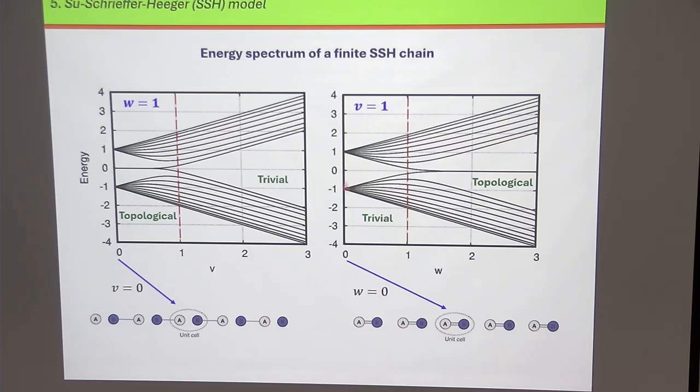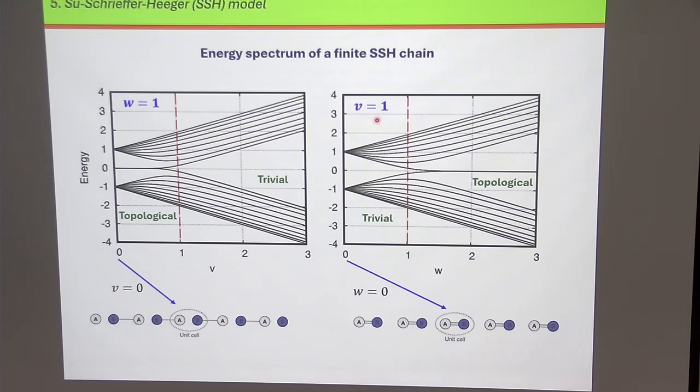At W equals 0, you have a gap. And let's say you fix W to 1 and you make the plot of B, you see that you are going from this topological phase into the trivial phase, or from the trivial to the topological phase if you tune the other parameter. Okay.